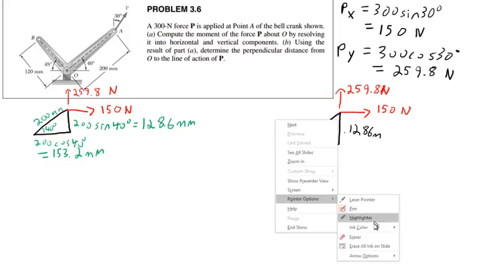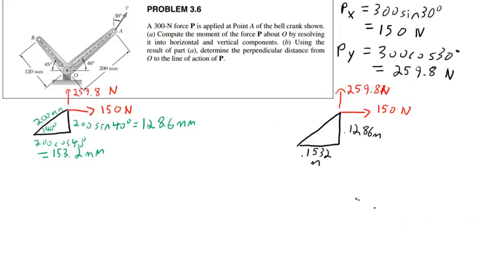Now, I'm going to use the method of perpendicular distances here. So this vertical component is going to have a moment arm of 0.1532 meters. The horizontal component is going to have a moment arm of 0.1286 meters. Again, these are the perpendicular distances of the line of action of each of these. So for this vertical component, if I look at its line of action along here, the distance between point O and the line of action is 0.1532 meters. The horizontal component, its line of action is here, and the perpendicular distance there is 0.1286 meters.